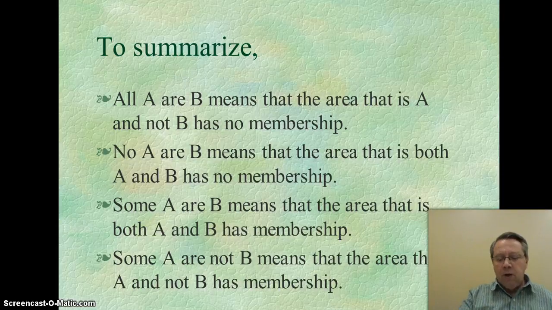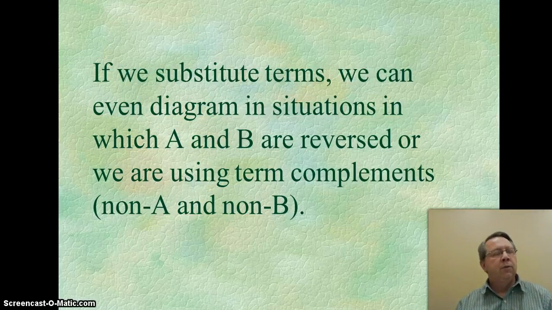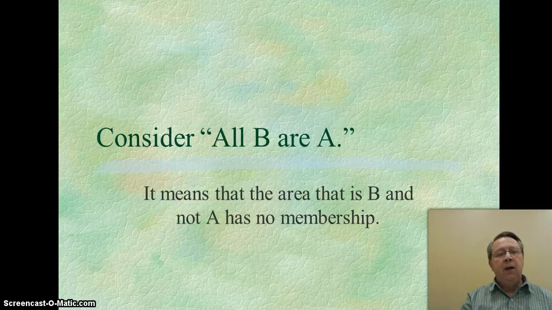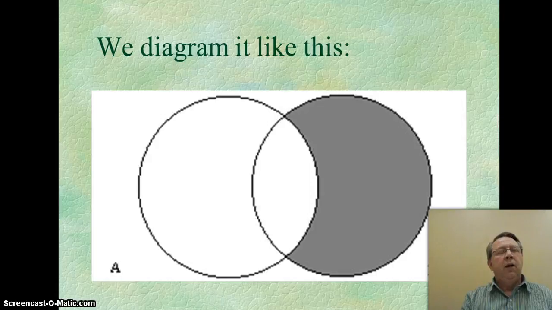Okay, so now if we substitute terms, we can diagram situations in which A and B are reversed, or we are using term complements, which we'll talk about later on, non-A and non-B. Consider it this way: all B are A. It means that the area that is B and not A has no membership, and so we would diagram it this way. Once again, understanding if all A are B, or all B are A, is obviously just going to be switched.